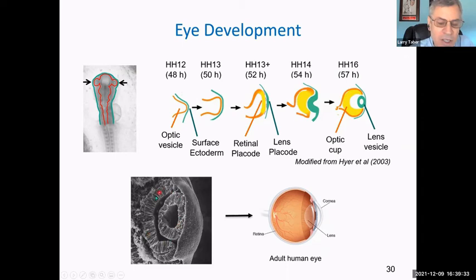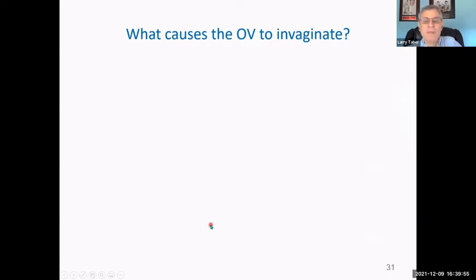This is a cross section of a chick embryo showing the lens included inside the optic cup here. And this is what the adult human eye looks like with the lens focusing light onto the retina at the back, which becomes a very thin membrane at the end of development. So I'm going to talk about the formation of the optic cup, and then if there's time, I'll talk about the lens. So our main problem here is what causes the optic vesicle to invaginate.